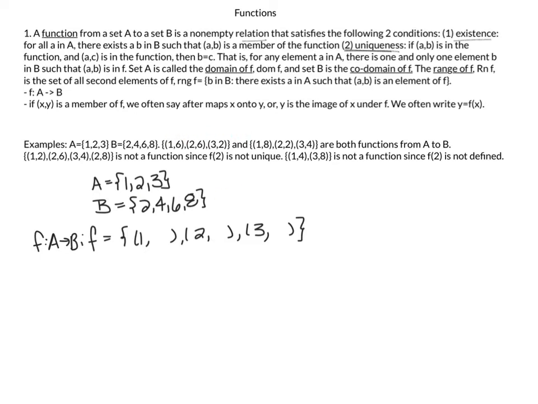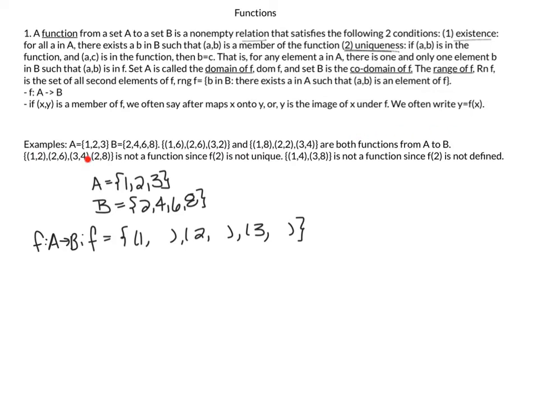This would be a function. And this would also be a function. I have something paired with 1, 2, and 3. And again, each of these elements in A appears exactly once as the first element of an ordered pair in both of these. So these are both functions from A to B.